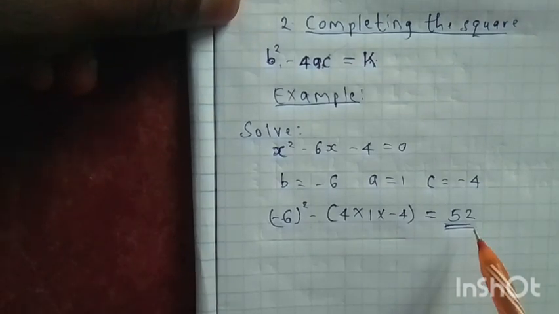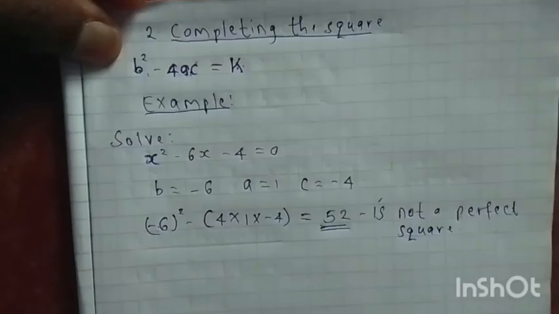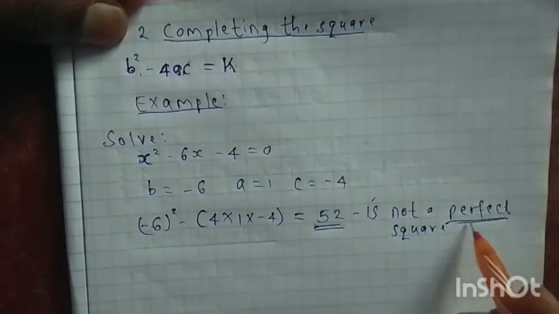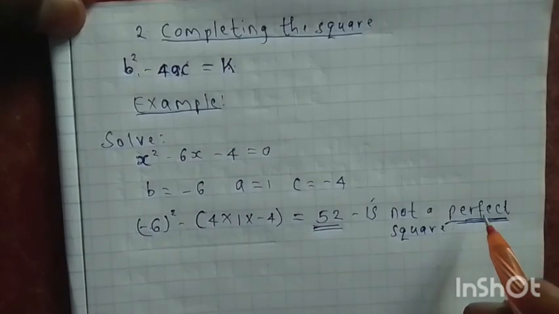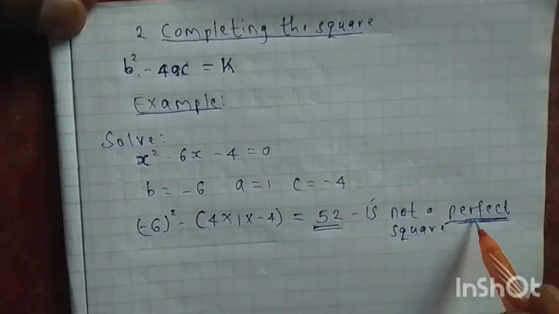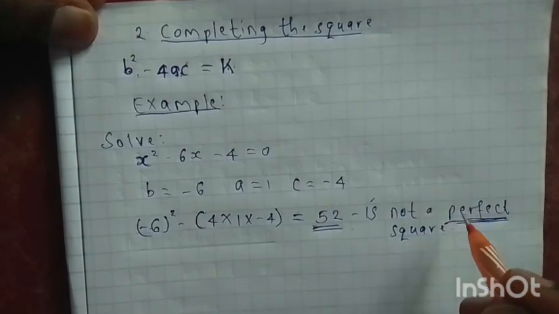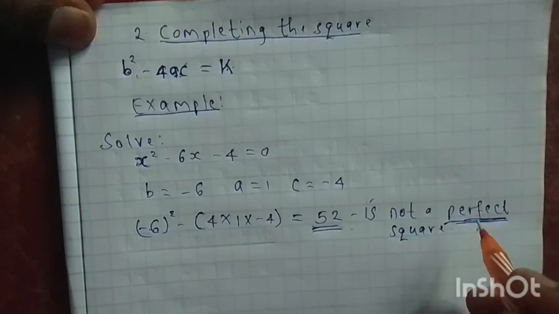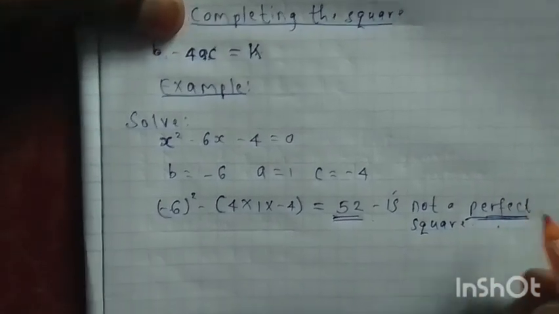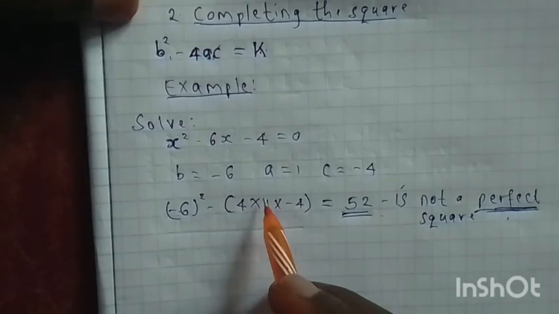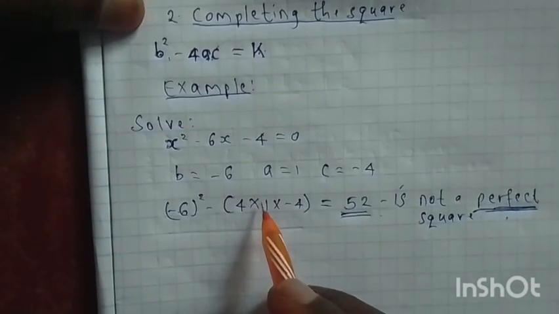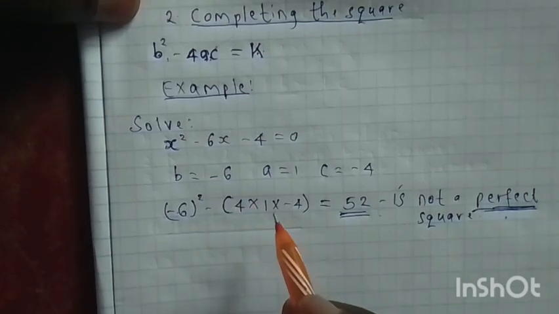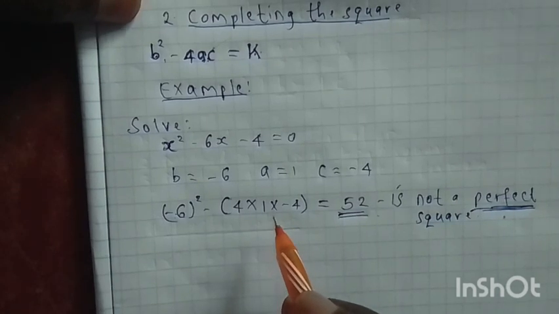Now because 52 is not a square number, and here we mean a perfect square, because actually every number is a square, but now we need this number k to be a perfect square. It should be a square of an integer. So therefore, because we have proved that our equation is impossible to be reduced into simple factors, then the only method we can use to solve this equation is the method of completing the square. So let us then move on to the method of completing the square.